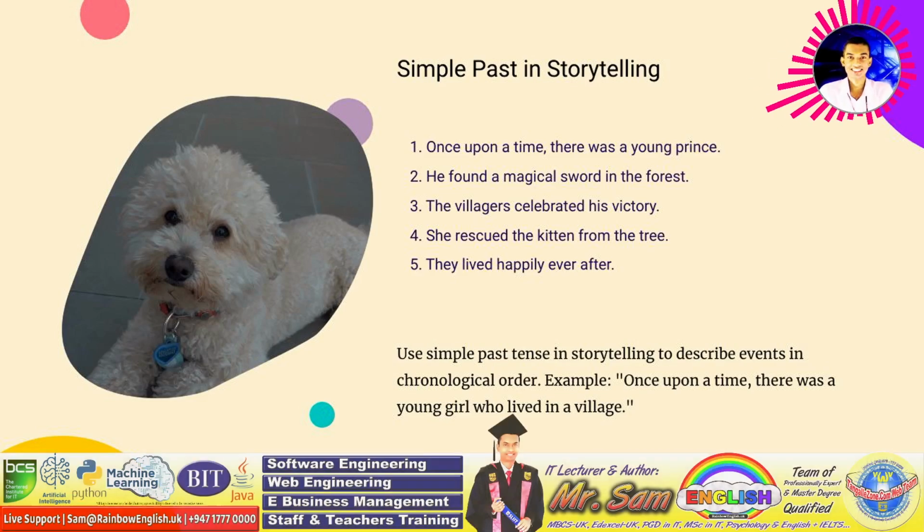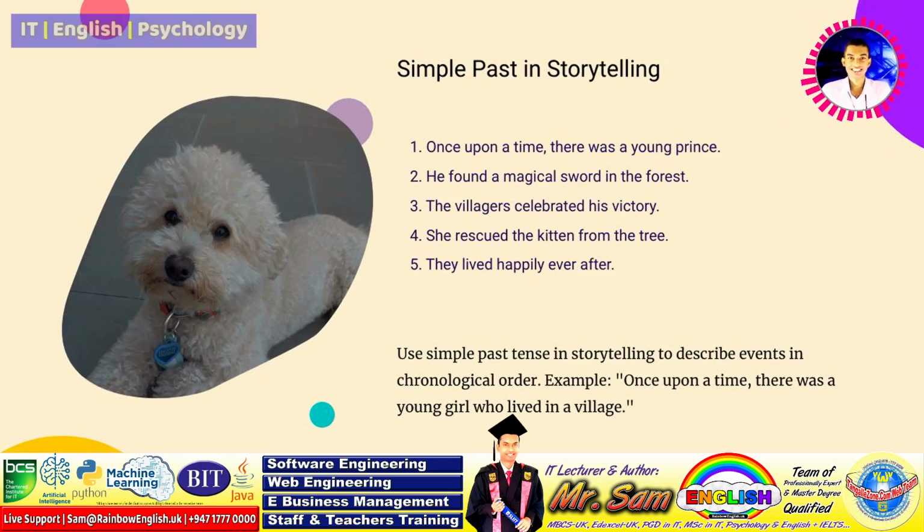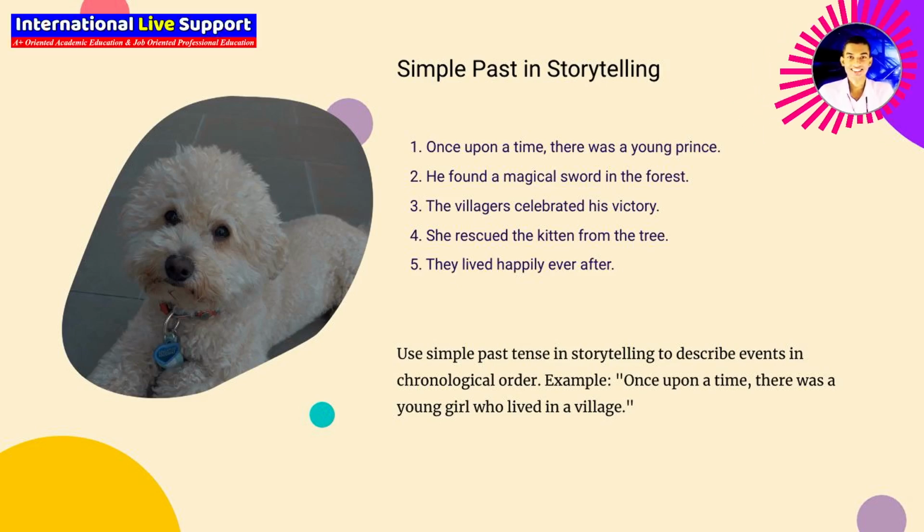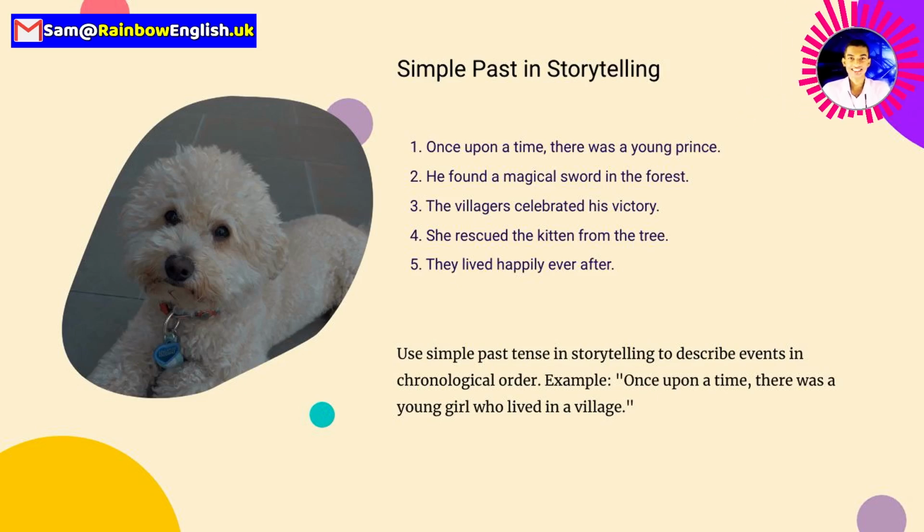Let's look at a short story example using the simple past tense. Sample sentences. Once upon a time, there was a young prince. He found a magical sword in the forest. The villagers celebrated his victory. She rescued the kitten from the tree. They lived happily ever after.